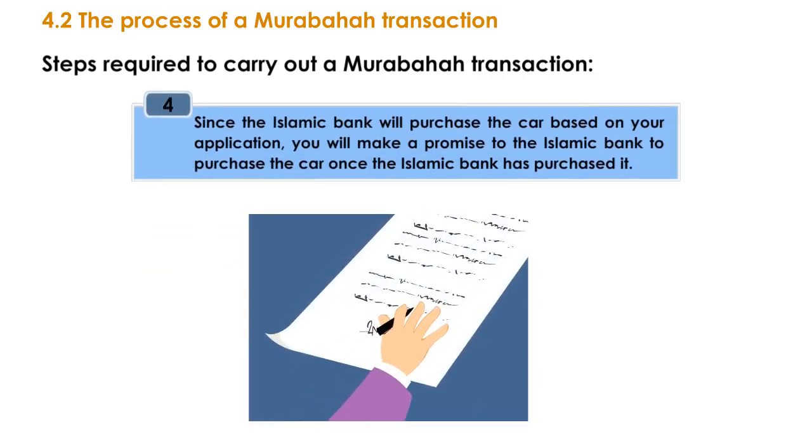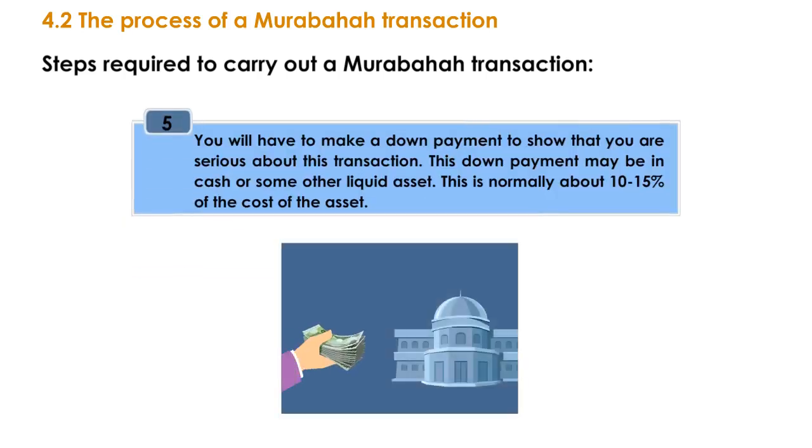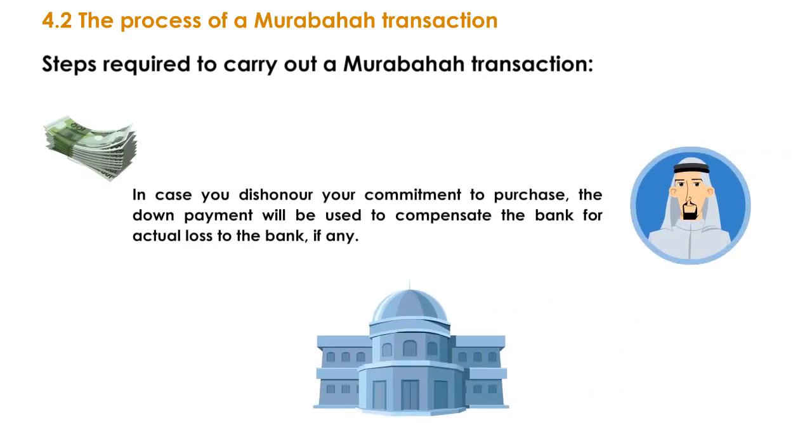Since the Islamic bank will purchase the car based on your application, you will make a promise to the Islamic bank to purchase the car once the Islamic bank has purchased it. You will have to make a down payment to show that you are serious about this transaction. This down payment may be in cash or some other liquid asset. This is normally about 10 to 15% of the cost of the asset. In case you dishonor your commitment to purchase, the down payment will be used to compensate the bank for actual loss to the bank, if any.